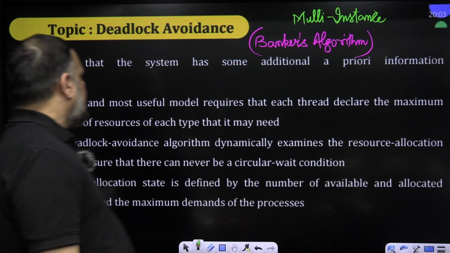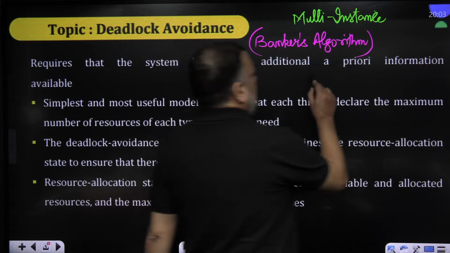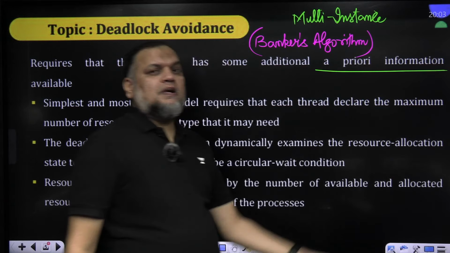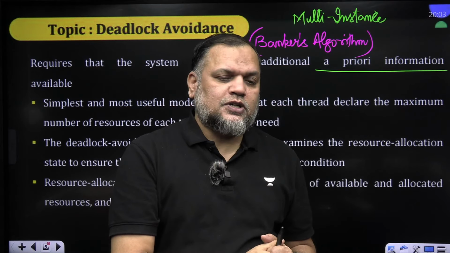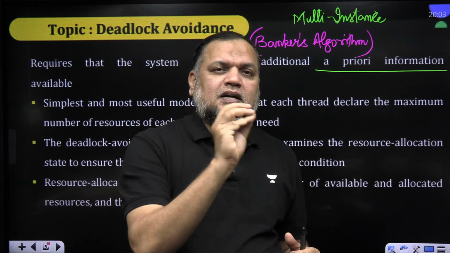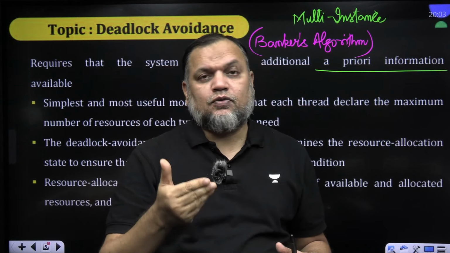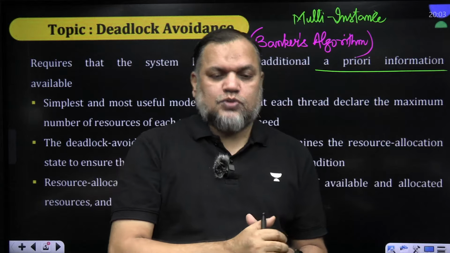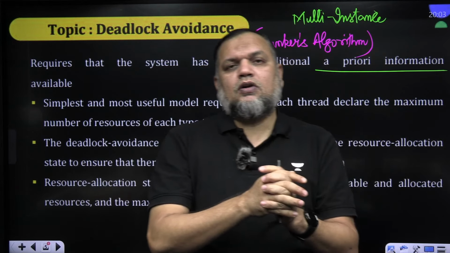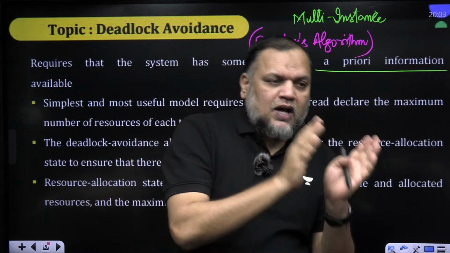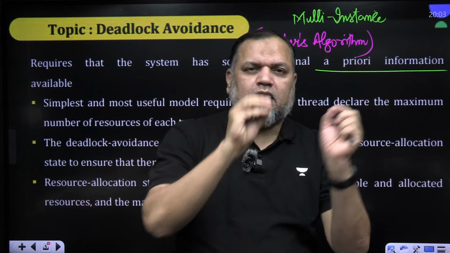So let's read the point. It requires that the system has some additional a priori information. This is its characteristic. Banker's avoidance algorithm is based on a priori, meaning beforehand, knowledge. So what is that a priori information? It is that Banker's algorithm requires every process to express the demand of the resources that it wants before starting its execution. Before starting execution, the process will have to tell the operating system deadlock manager the maximum requirement of each of its resources, so that in future the operating system will maintain a table and see whether it can be granted or not.